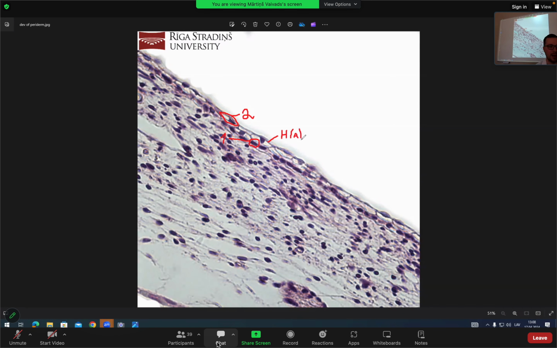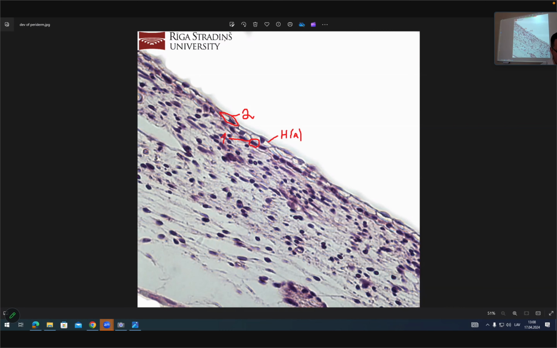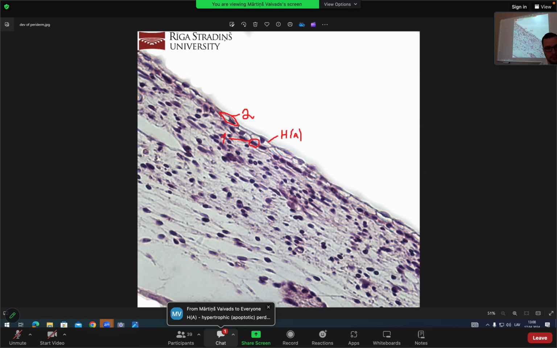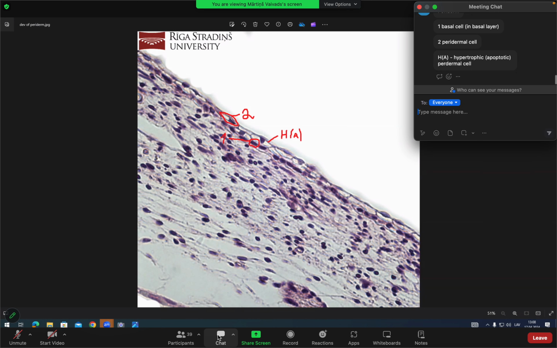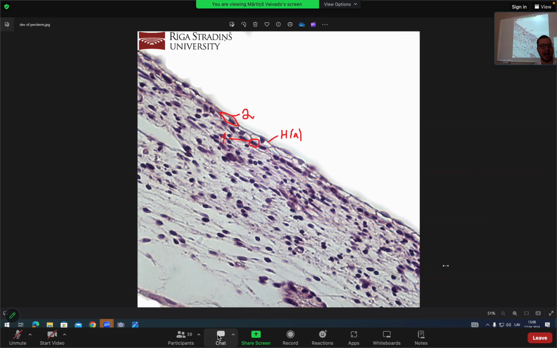So apoptotic or hypertrophic peridermal cell. I will add letter A, so I will write here HA. That means hypertrophic or apoptotic peridermal cell. So these peridermal cells die off eventually. Some of them will remain, but many of them die off.